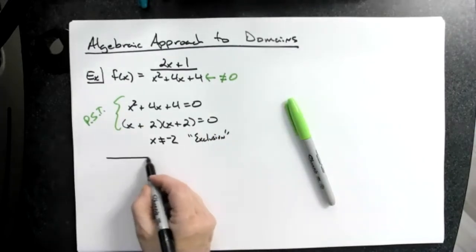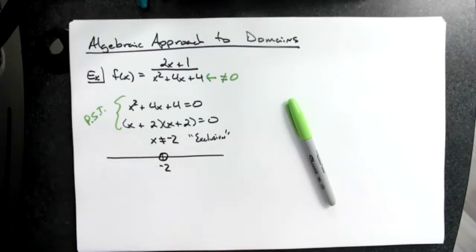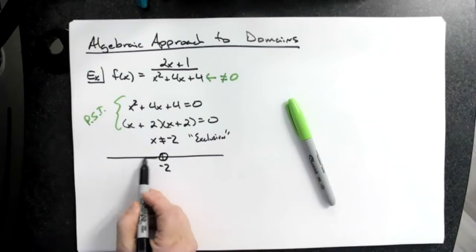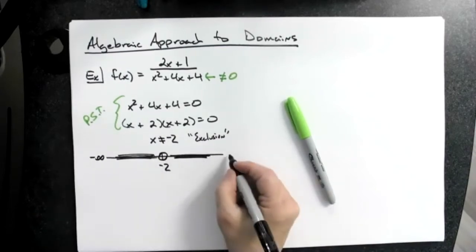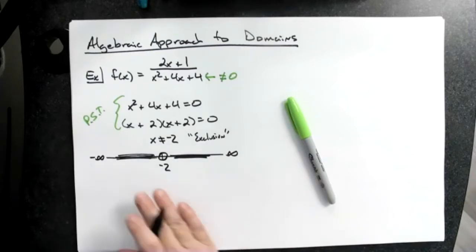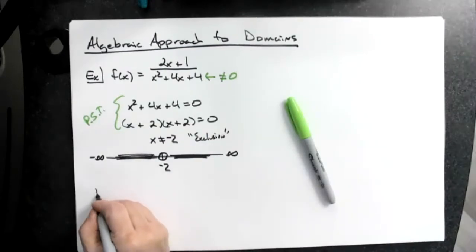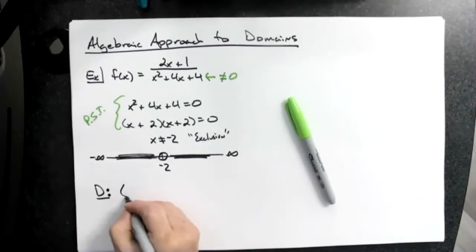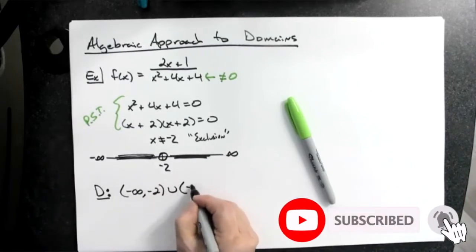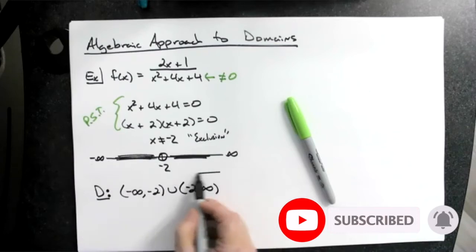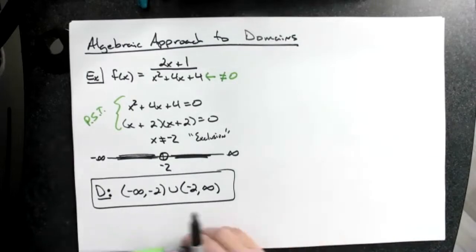If you need to picture this on your number line, here's -2. I cannot have that number in my domain, but all of these numbers I can, all the way out to -infinity, and all of these numbers I can, all the way out to positive infinity. We've done this number line approach before for interval notation. So our domain using interval notation would be -infinity to -2, skip over -2, -2 to infinity. We have done that multiple times, but it's been a while.